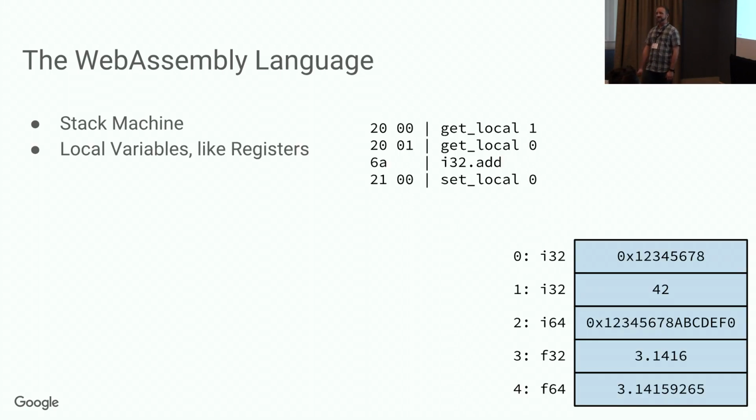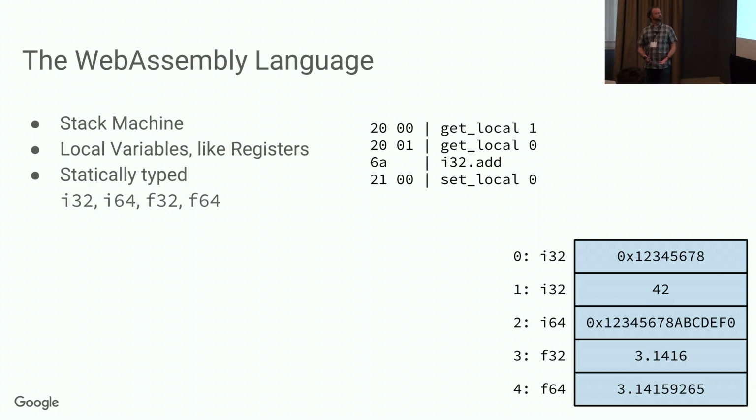In addition to the stack, there are local variables. You can declare these locals that have different types. You can use getLocal and setLocal. And in a lot of ways, they work just like registers. In fact, the LLVM backend for WebAssembly basically just treats them as registers and doesn't do a lot with the stack. It uses WebAssembly as a register machine in general.